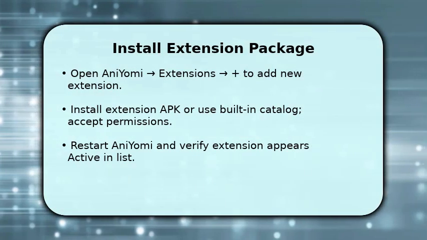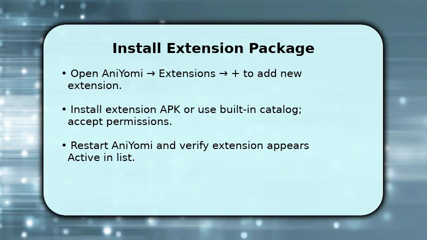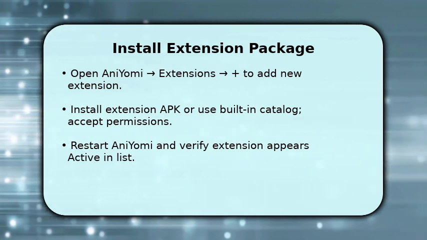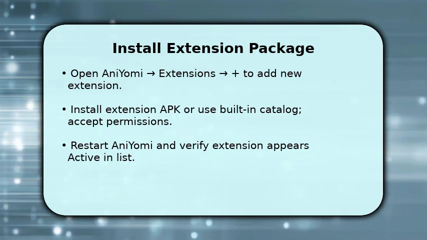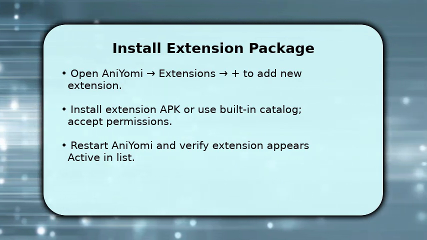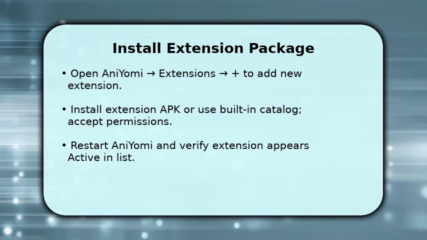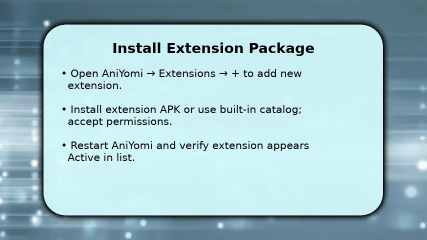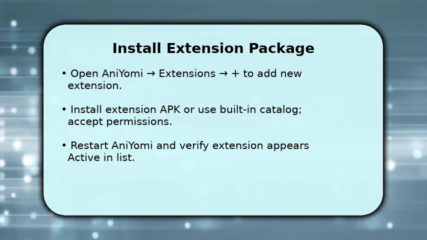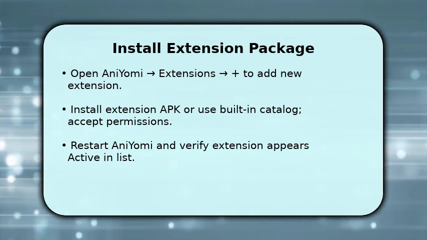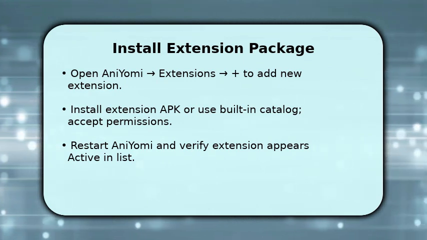You now install the extension. Open Aniyomi, go to Extensions, and tap the plus or add button to import an APK or browse the catalog. If using an APK, select the file manager and install the package, accepting any permissions Aniyomi requests. Once installed, restart the app so the new extension can initialize and load its sources. Make sure the extension shows as active in the extensions list. If it's disabled, enable it before moving on to configuration and source selection.